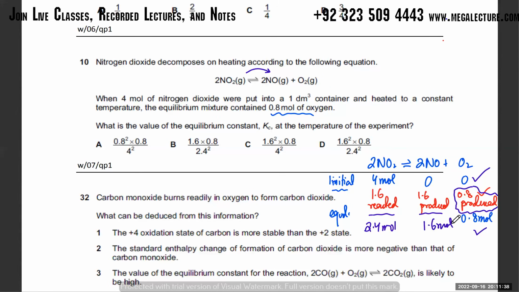Now, remember, you can't use moles in the Kc expression. You have to calculate concentration. The container is 1 dm cube, so the concentration would be exactly the same. And the other thing is you just have to find the Kc expression. The Kc expression will be NO squared, which is 1.6 squared, times O2, which is 0.8 mole per dm cube, divided by 2.4, and that's squared as well. So the answer will be D. I think D. Clear?